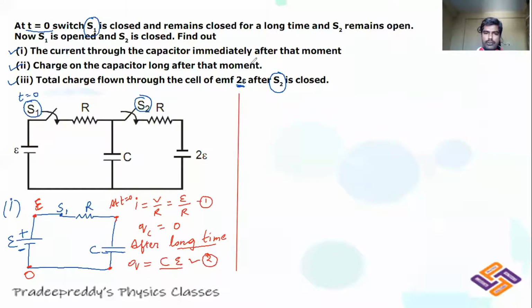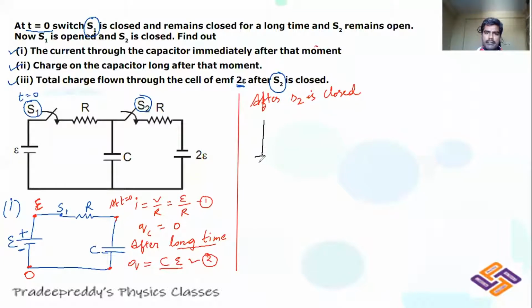You are supposed to find out the current through the capacitor immediately after that moment. So in order to find out the current through the capacitor immediately when switch S2 is being closed, what would happen now? After S2 is closed, you can redraw the circuit like this.